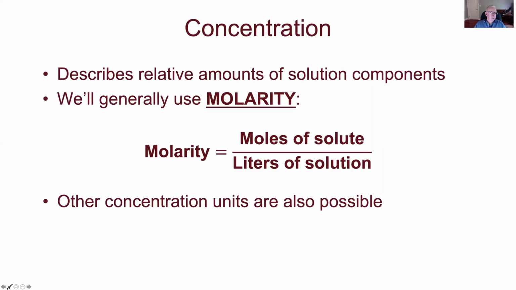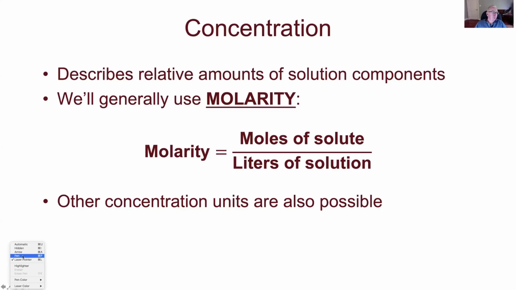When we want to talk about our solutions, I've mentioned that we have to know the relative amounts of the two components. The word we use for that is we have to know something about the concentration of the solution. That's going to be how we describe how much of each thing is there. The concentration unit that chemists like the best is actually going to be something known as molarity.